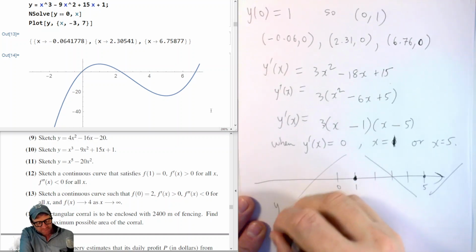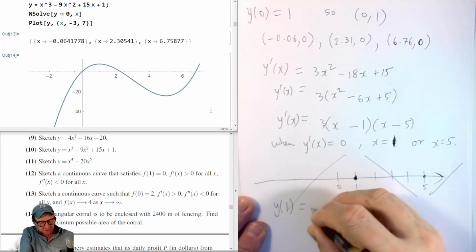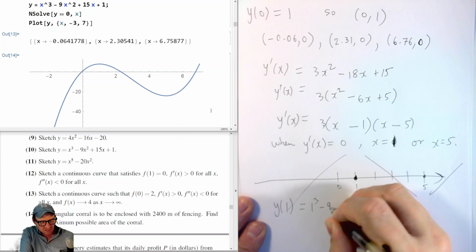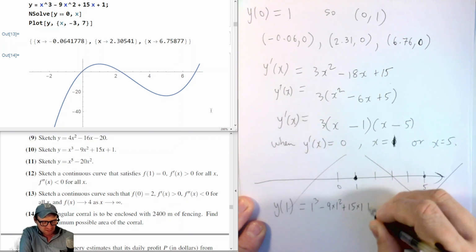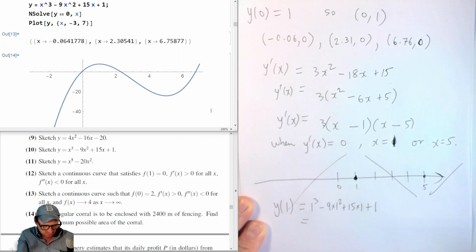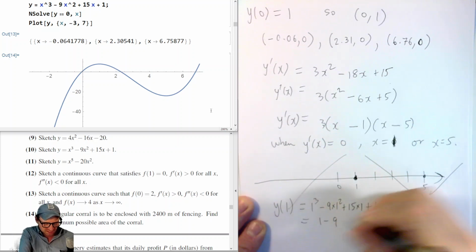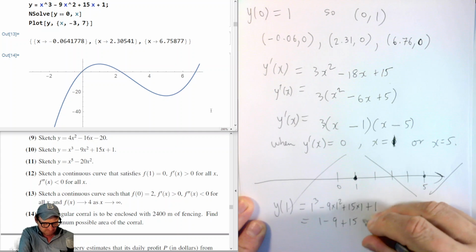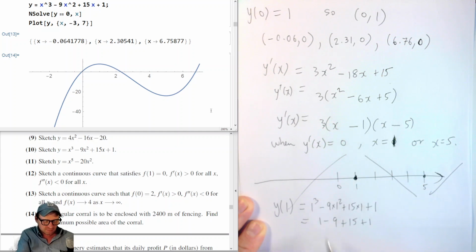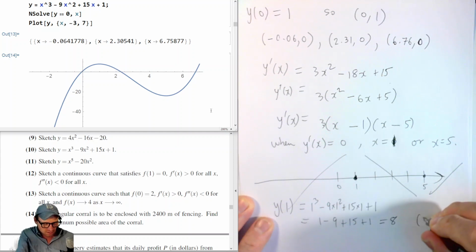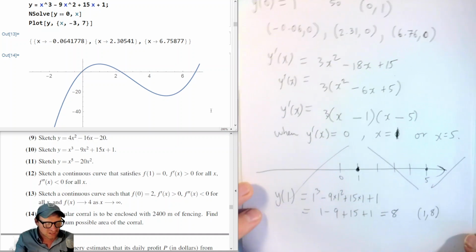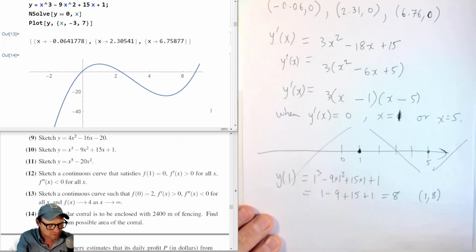So, y of 1 is equal to 1 cubed minus 9 times 1 squared plus 15 times 1 plus 1, and this is equal to 1 minus 9 plus 15 plus 1. Now 15 minus 9 is 6. 6 plus 1 is 8. So we have a point which is a turning point, the point (1, 8). Okay, let's do the same thing for 5.